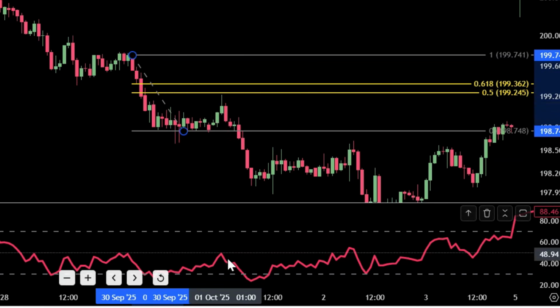Next, we check the RSI. For a sell, we want it between 30 and 50. This tells us that sellers are still in control, but there's still room for the price to move down. It's not oversold yet. If RSI is below 30, we have to be careful because the market may correct.